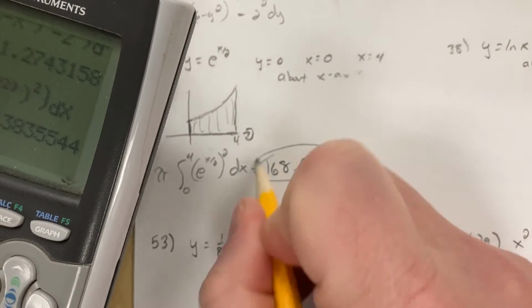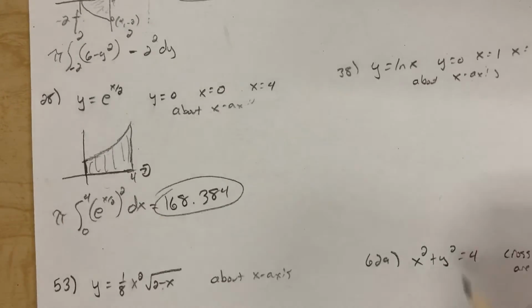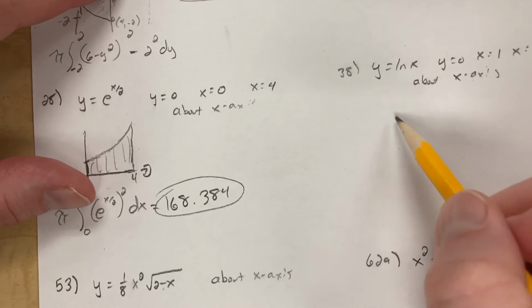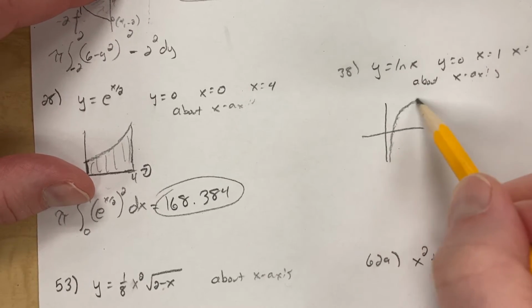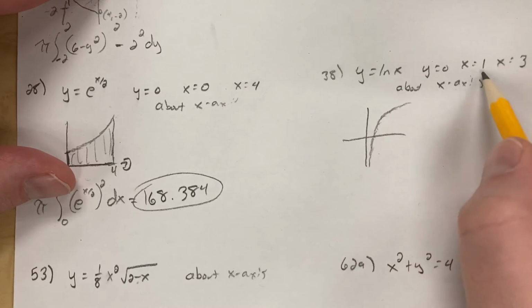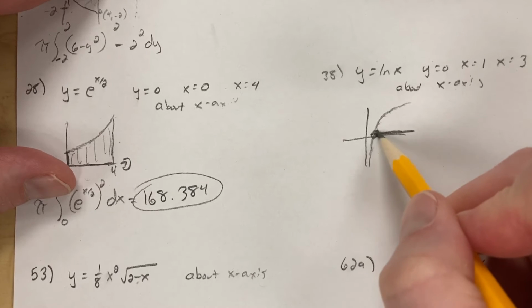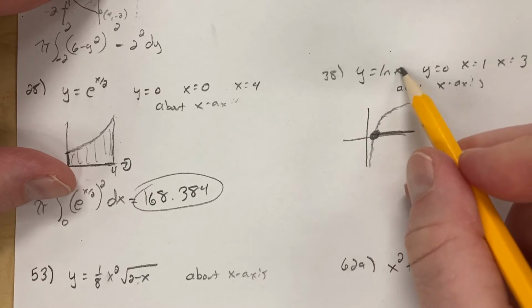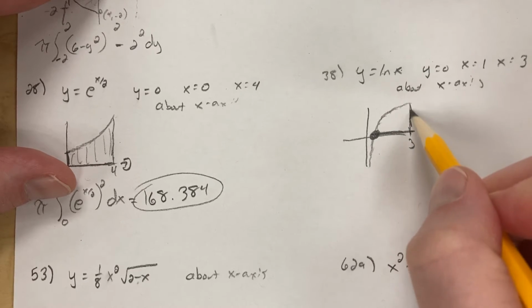168.384. That's our answer there. For 37, we're graphing the natural log function now. So natural log kind of looks like this. And we're doing that y equals 0, so that's the x-axis. X equal 1, that's when it first hits there, because natural log of 1 is 0. And then out to 3. So out to this value here.